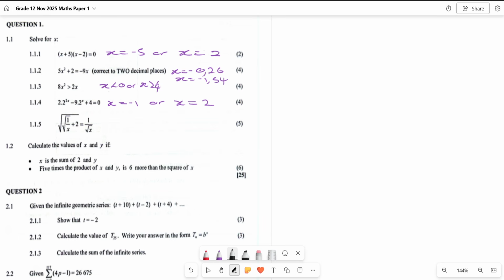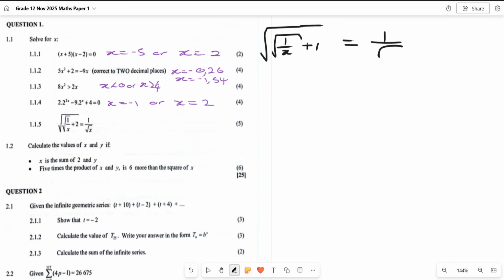Anyways, the following question that we have has a square root there. Okay, that looks sus. We've got that square root there, and then we have another one there. We have x. Okay, sorry, that's not x. That is 1 over x, and we have +1. As you can see, it's totally separated. It is equal to 1 over root x.